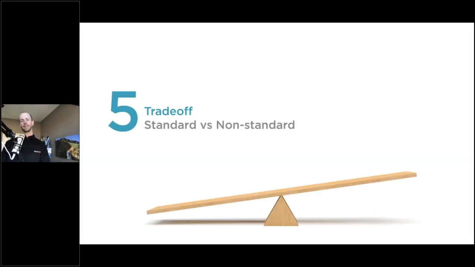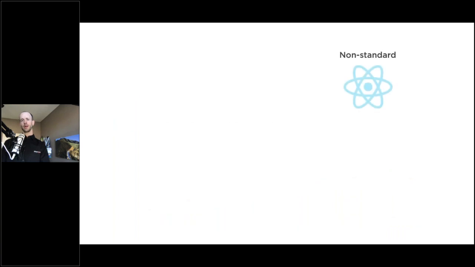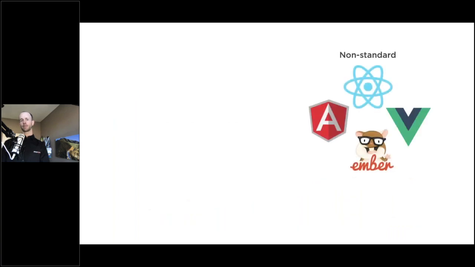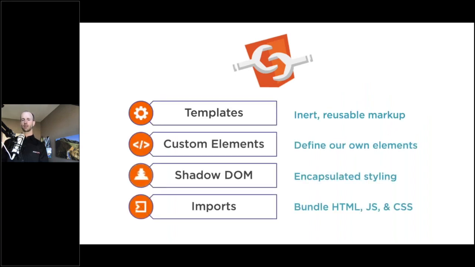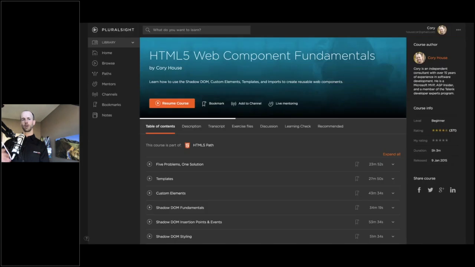Trade-off number 5 is standard versus non-standard. Now, when we talk about standards, there are a lot of popular non-standard approaches to components today, but the web component standard, which you might have heard of, has been around for a while, and what it seeks to do is standardize the way that we create reusable components for the web. And it gives you templates and custom elements and shadow DOM and imports. In fact, I have a whole course out on Pluralsight on HTML5 web component fundamentals.